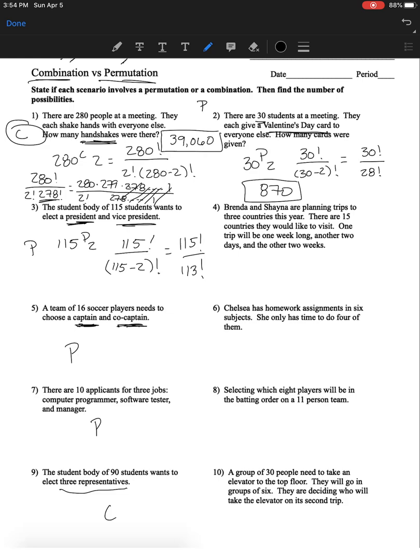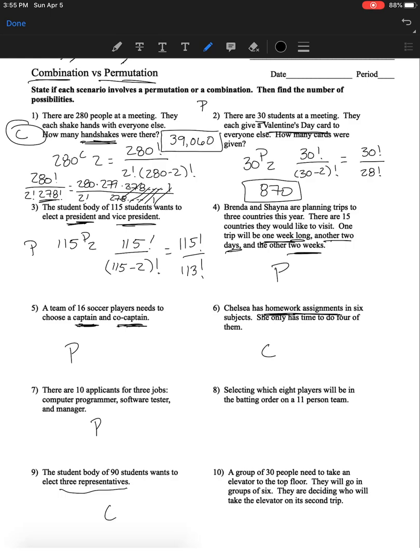Number 4, picking a vacation. One of them is a week long, the other one is only 2 days, the other one's 2 weeks. Well, heck yeah, the order matters. So that makes this one a permutation. Number 6, Chelsea has homework. Anytime you're doing a homework question, it is a combination. They say it doesn't matter if you're the first or the 4th class, as long as you're doing your algebra homework, you're getting it done. So the order doesn't necessarily matter, so it's a combination. Okay.